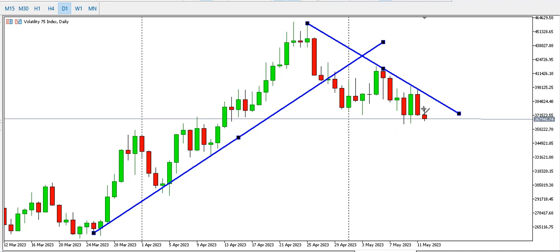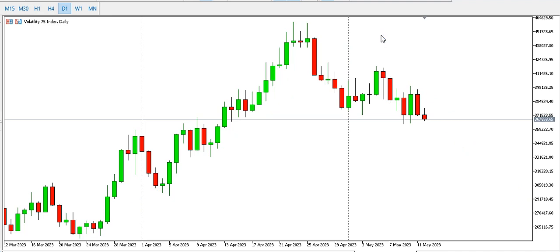But we expect price to dip to this level, then possibly go up a bit and then dip further, possibly reversing everything that happened on the left. All right, but we might be wrong. At the end of the day, price could just dip a little and then start to go up. So this is volatility 75 index. Now that's that on the daily time frame.